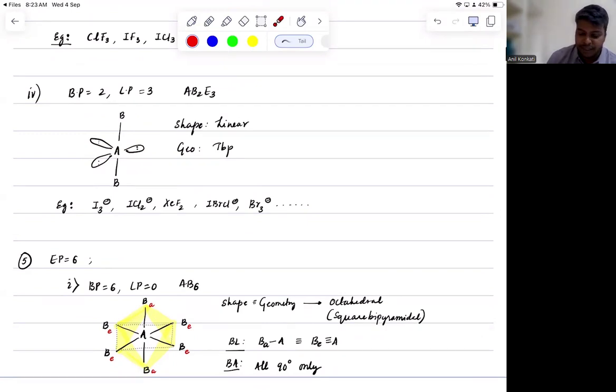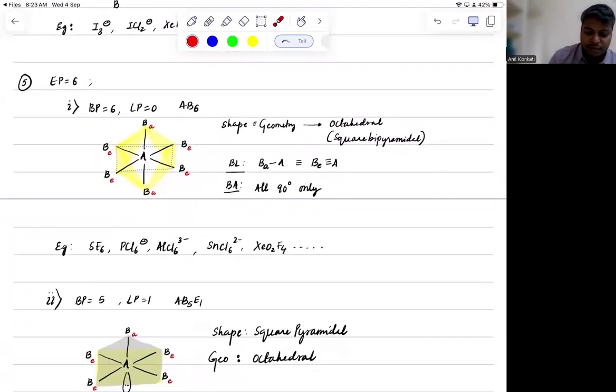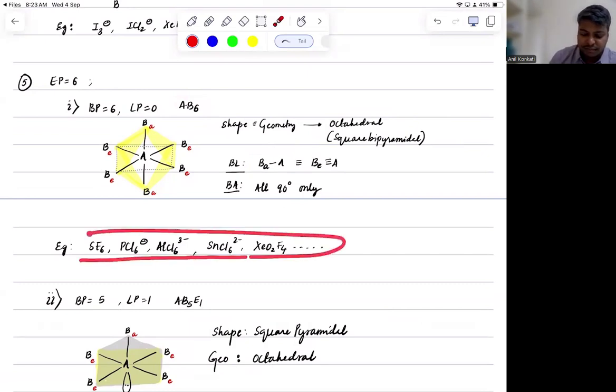If the bond pairs are 6 and there are no lone pairs, then it will form an octahedral geometry, and the shape is the same. The interesting part here is that the bond lengths in the axial direction and equatorial direction are the same. So you will not distinguish anything about axial and equatorial. So no Bent's rule is applied here. When you have an AB6 kind, no Bent's rule should be applied. All of these are examples of such compounds.